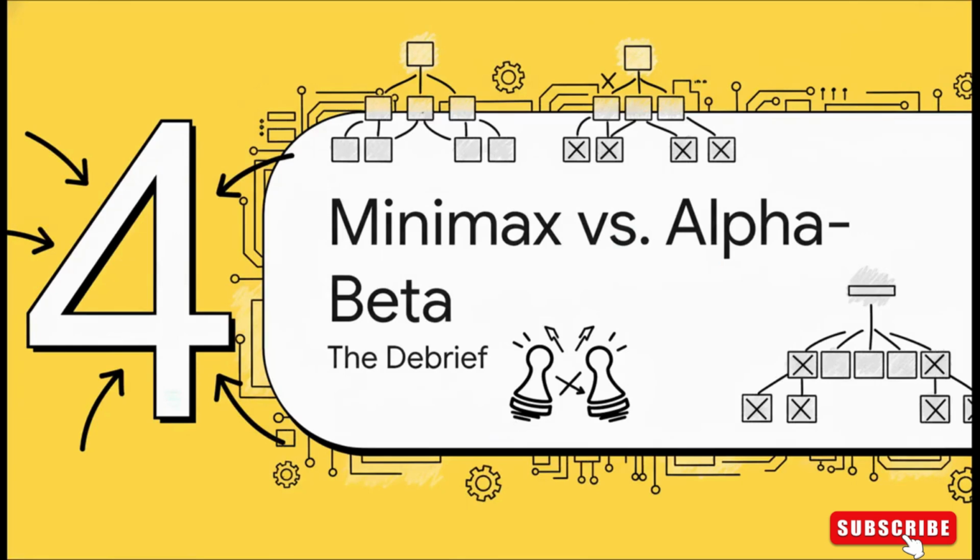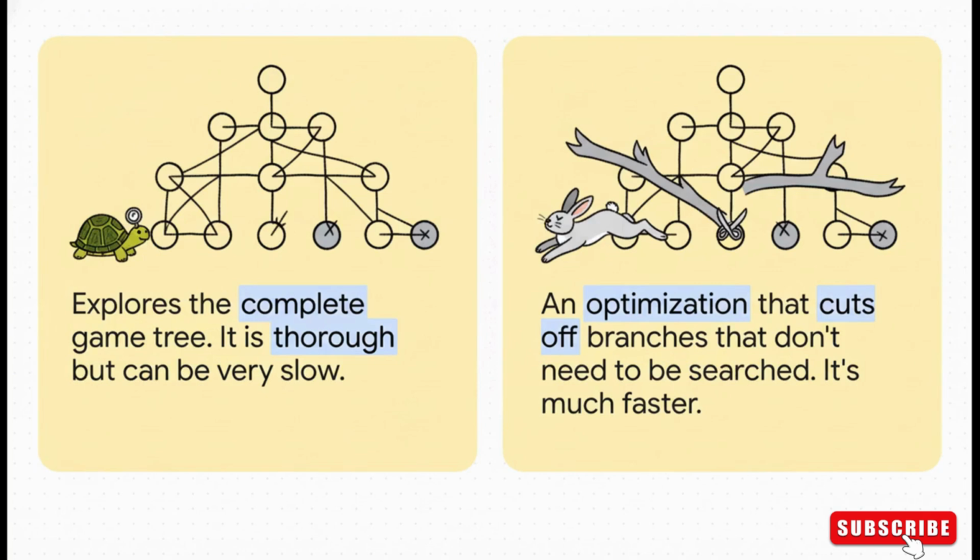Okay, so let's put these two head to head and see how it all stacks up. The takeaway here is actually pretty simple. Minimax is thorough, but it can be incredibly slow because it has to check every single node. Alpha-beta is smart and efficient. It gives you the exact same optimal answer as Minimax, but because it prunes all those branches that don't matter, it gets there a whole lot faster.